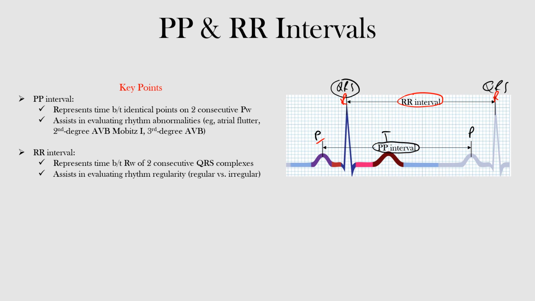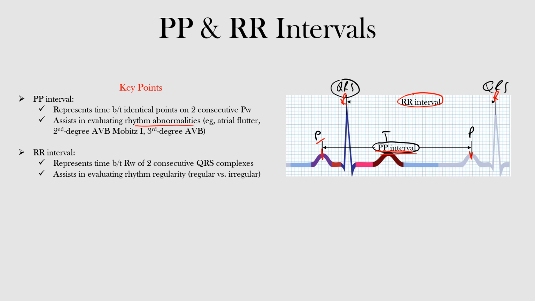Now let's briefly review what we discussed before we end. So we talked about the P to P interval, which simply represents the time between two identical points. So from this point on the P wave until this point on the P wave between two consecutive P waves. That's the P to P interval. We said this helps in evaluating rhythm abnormalities, okay? And we'll talk about how this is helpful in future lectures when we start looking at these different types of rhythms.